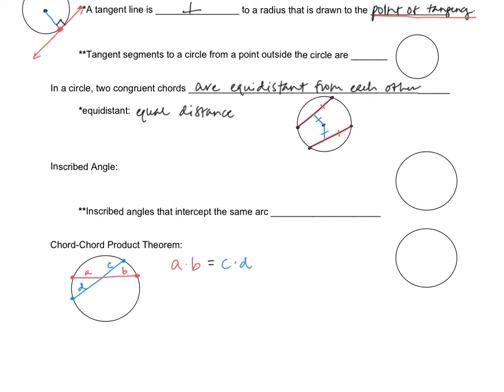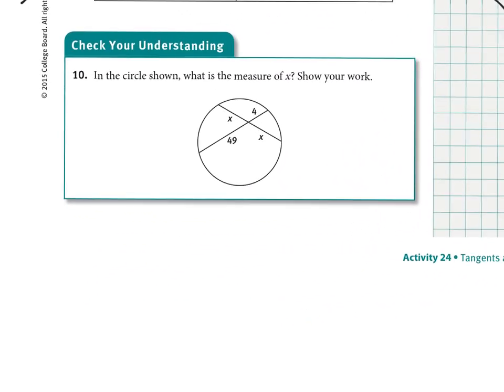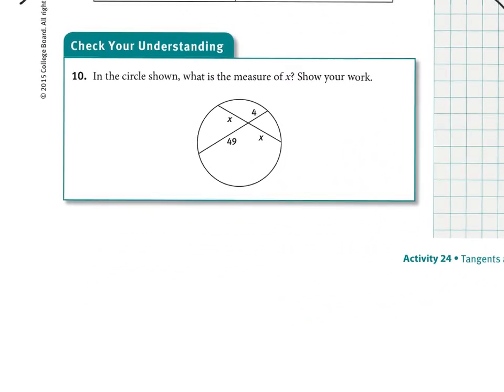So now that we've had a chance to add this to our word wall, let's go ahead and practice this idea. So let's go back to the textbook. We are going to skip number 9 and jump to number 10. So let's zoom in a little bit. All right, so it says in our circle shown, what is the measurement of x? Show your work. Okay, I want you to see if you can use this chord product theorem that we came up with to set up an equation, and see if you can solve for x.